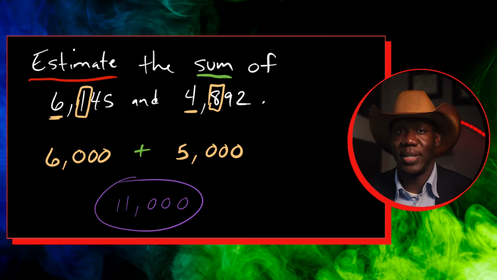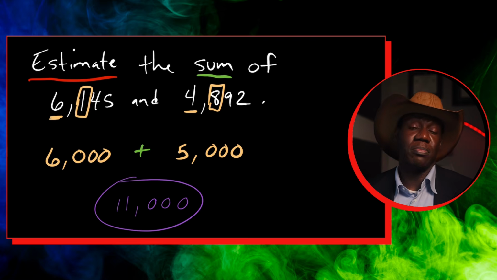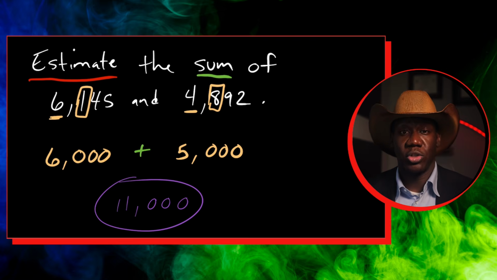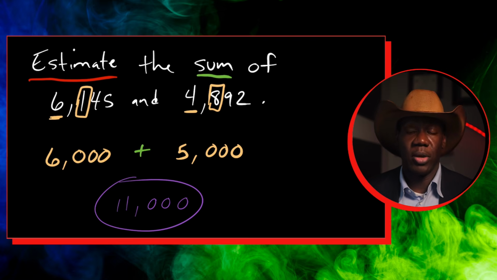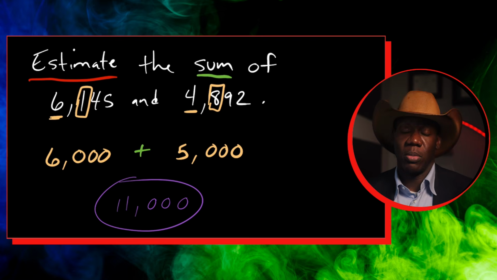The estimated sum is 11,000. This estimation method is much faster than the traditional addition method, where we would find an exact number, stack both numbers on top of each other, and go through each and every place value in order to come up with a solution. All right, now let's do one more problem.